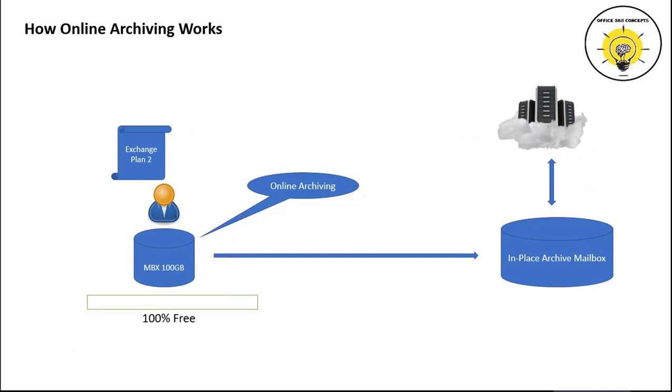Moreover, when you enable online archive for a mailbox, and that user logs into his Outlook or OWA, he will be able to see the in-place archive mailbox within his Outlook and OWA, along with his primary mailbox. Now, if you want to enable online archiving for any particular mailbox, you need to make sure that you have a supported license which has online archiving as a service included.